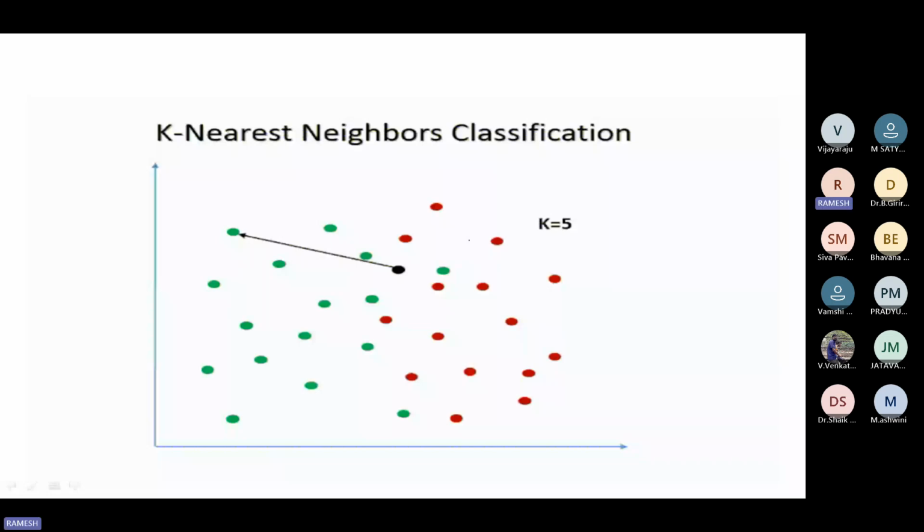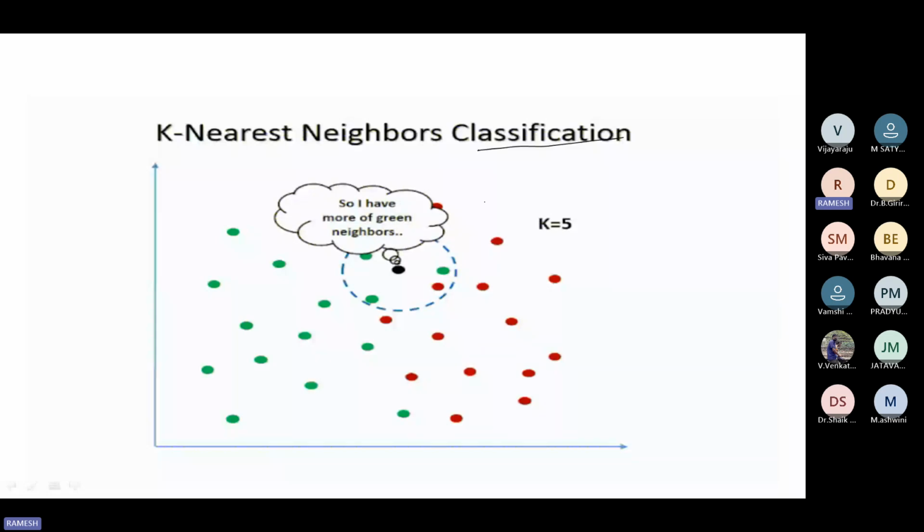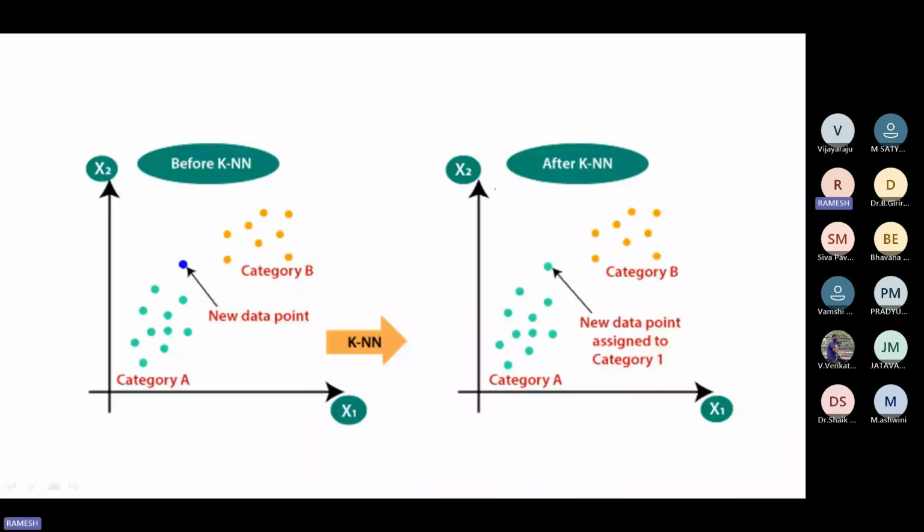If it is a regression, after selecting the nearest neighbors, we take the average of their y values, the average of their target values. That will be the value of the new data point in the regression case. In classification, we take the majority; in regression, we take the average value as the y predicted value. So this is again the same procedure of k nearest neighbors.